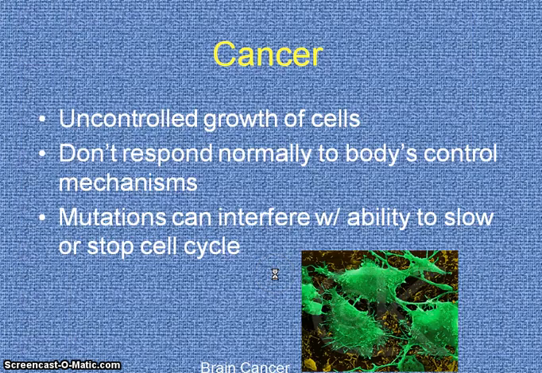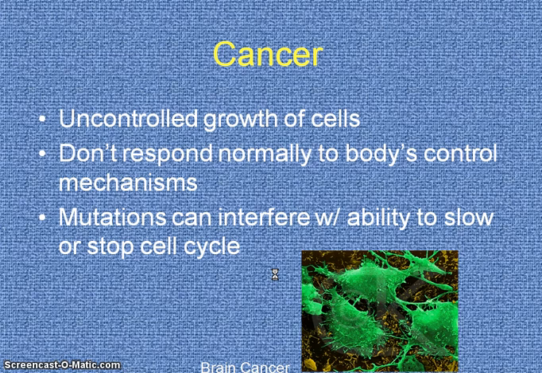Finally, the last part here is cancer. Now, cancer cells undergo uncontrolled growth. That's what cancer means, uncontrolled growth of cells. And it doesn't normally respond to the body's typical control mechanisms, which is why it can be so damaging.